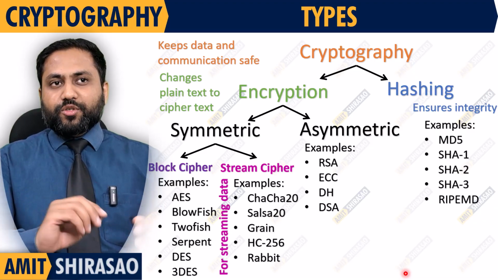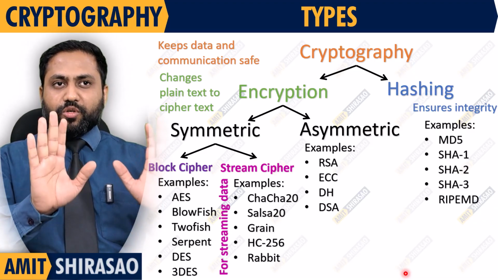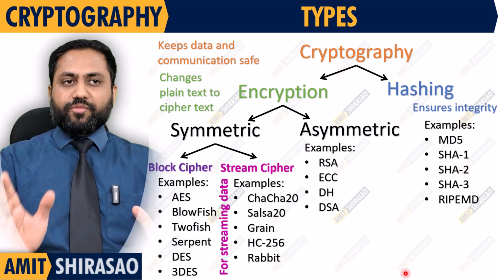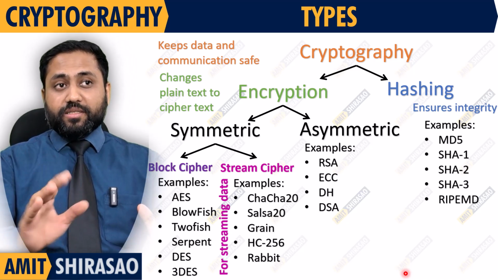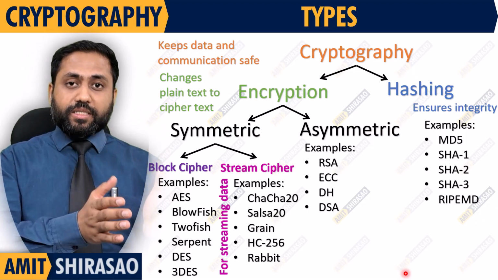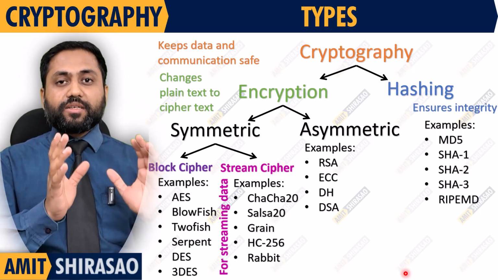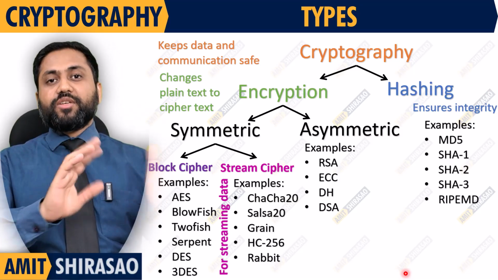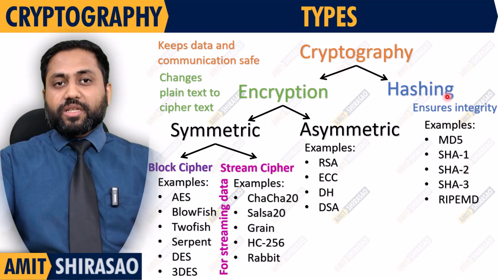Now, what are the types of cryptography? We will come to this slide again later in the video, but at the moment just understand this thing, that cryptography means keeping your data safe, whether it is data at rest or data in transit. Keeping the data safe is called cryptography. Now, this is achieved using two things. One is encryption, another is hashing.